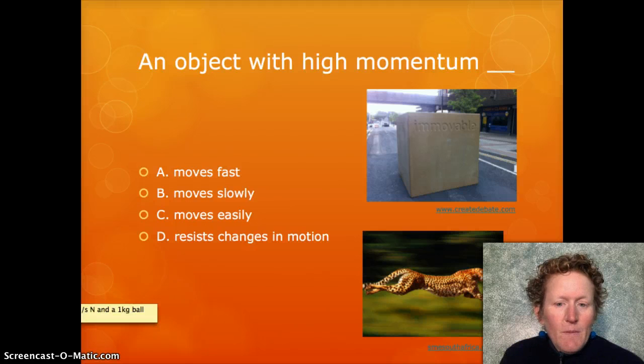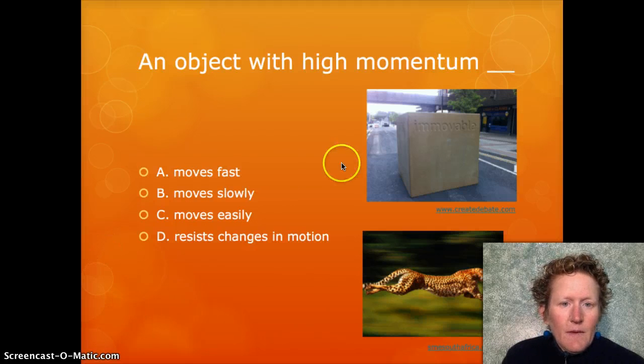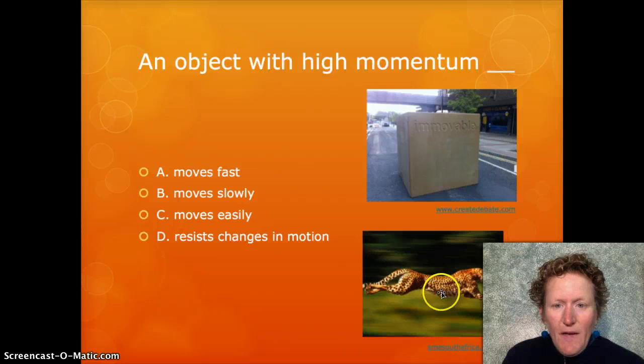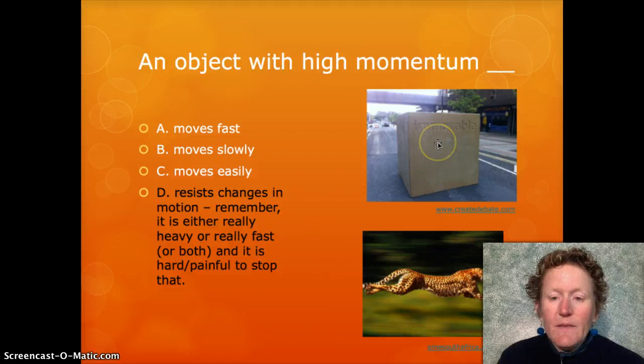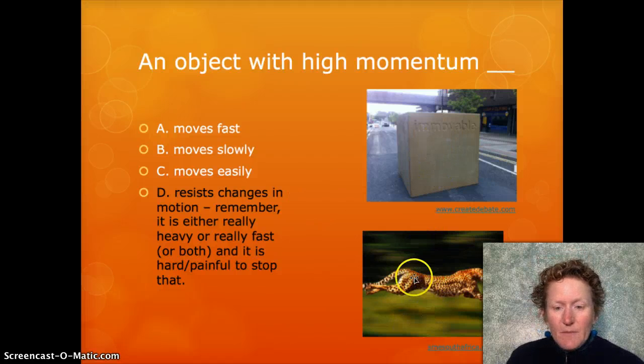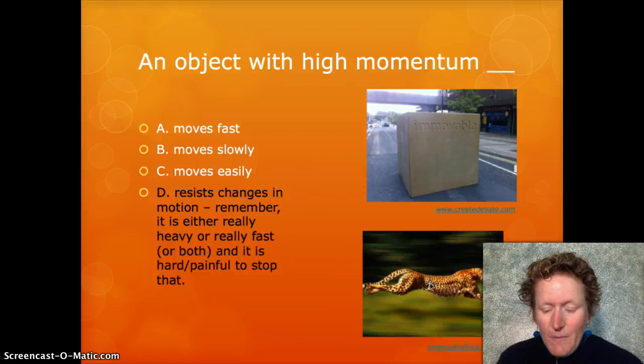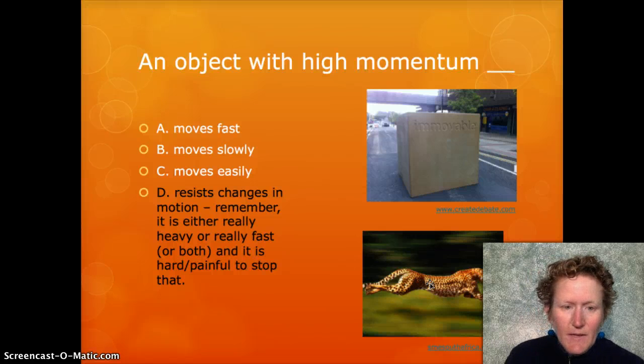An object with high momentum either is moving very fast or is very heavy. It resists changes in motion. Things that are very heavy, they have a lot of momentum, and things that are moving very fast have a lot of momentum. Remember, momentum is mass times velocity. So these are things that are hard to stop.